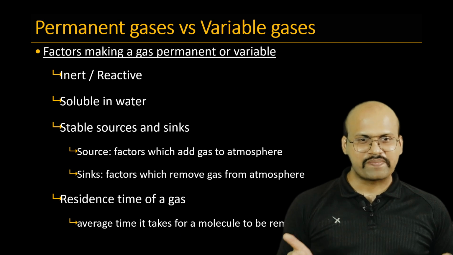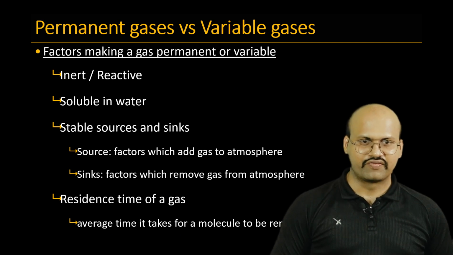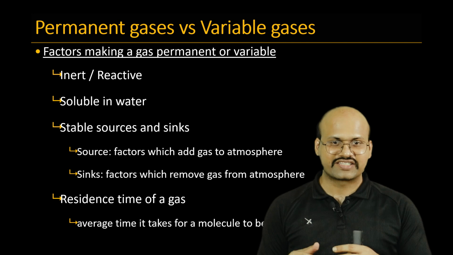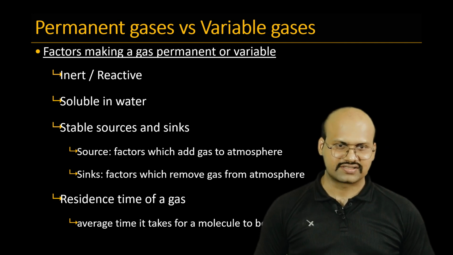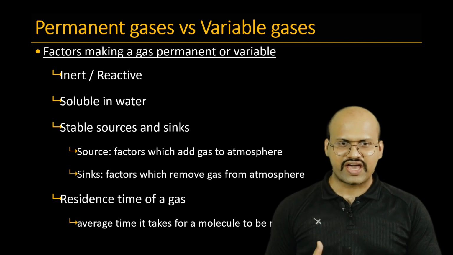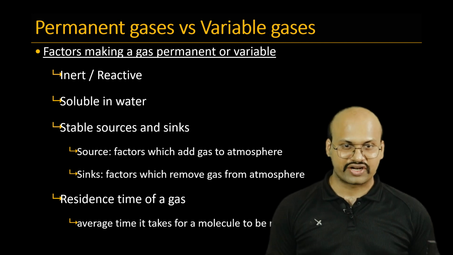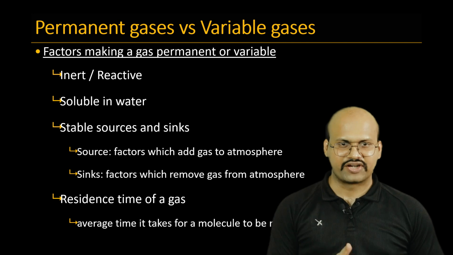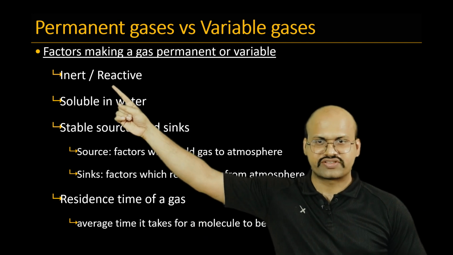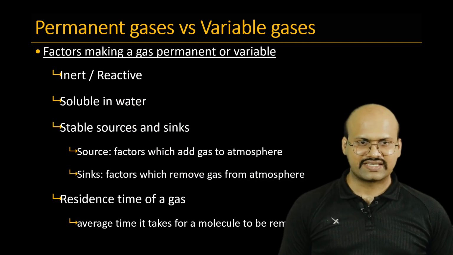So let's see what makes a gas permanent or variable. Gases whose concentration has remained constant for a very long duration we call permanent gases, and gases whose concentration keeps changing over a short interval of time are called variable gases. But what are the factors which make a gas permanent or variable? The first is inertness or reactivity. If a gas is inert, that is, it does not react easily, then it is bound to have a long life in our atmosphere, like nitrogen.